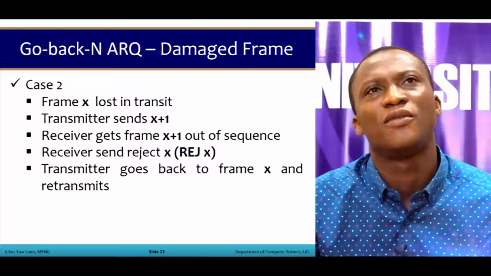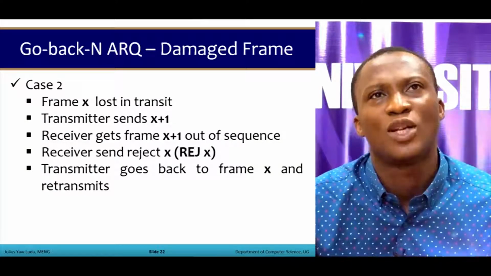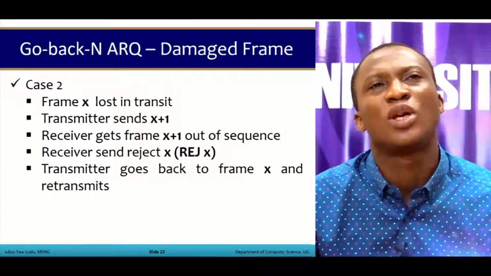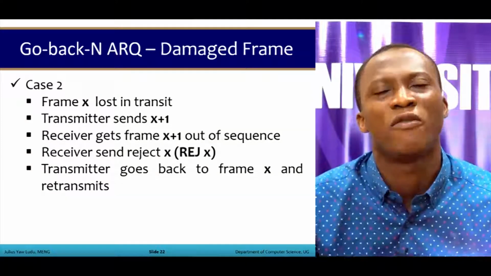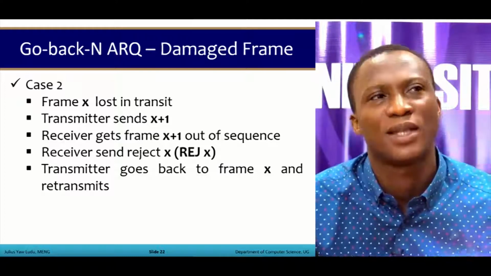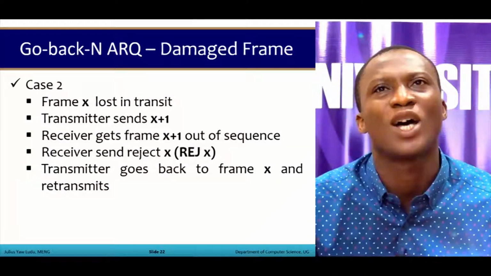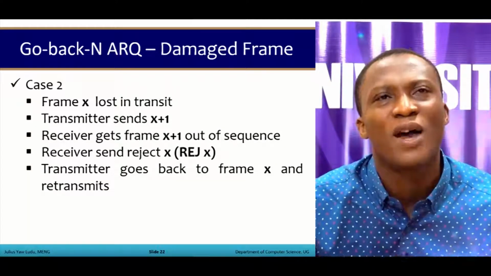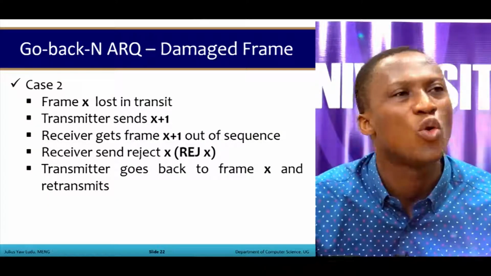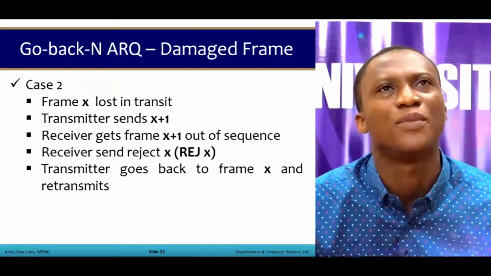The second case is that frame X gets lost in transmission. Now, the transmitter has to send X plus 1. This is just to tell the receiver that the frame you sent got lost. So I didn't receive frame X. Okay, so the receiver gets frame X plus 1 out of the sequence. Then the receiver has to reject X. Then the transmitter goes back to frame X and retransmits that. That is the second scenario.